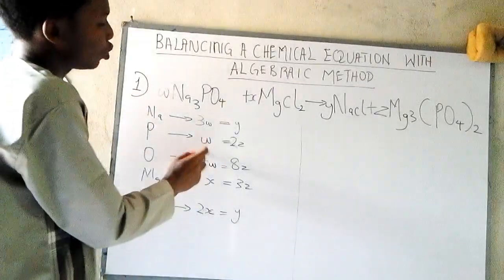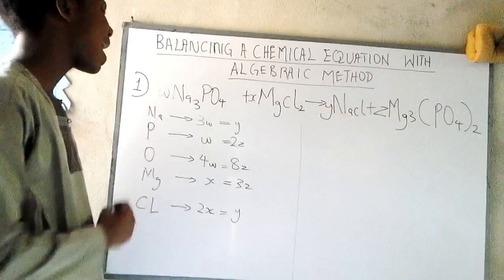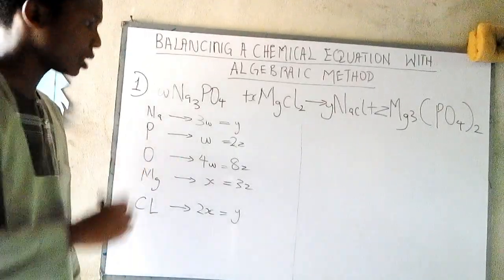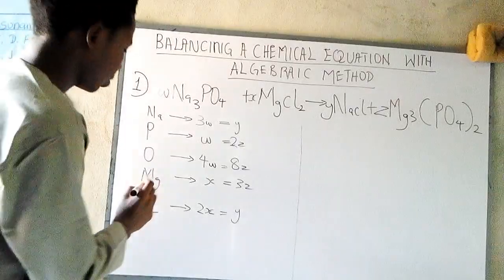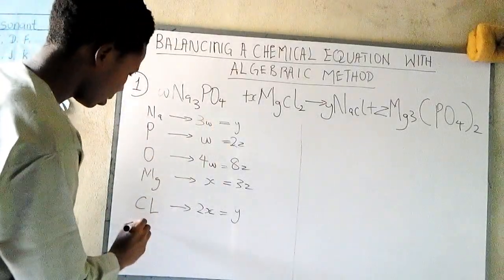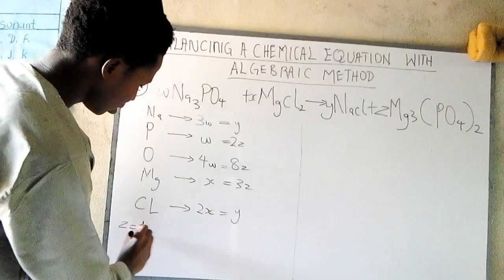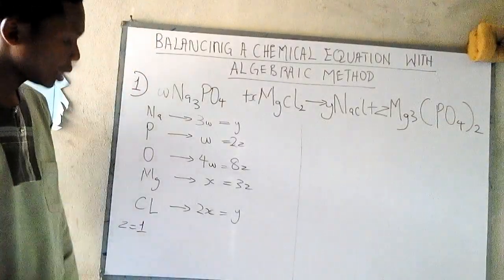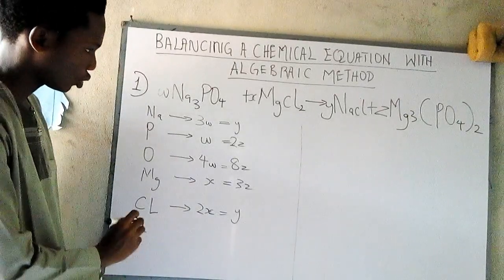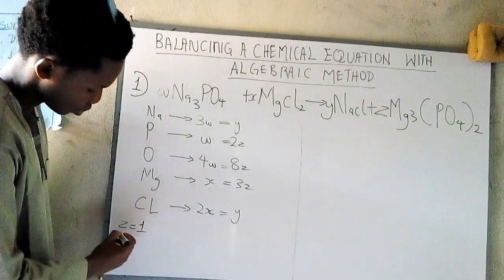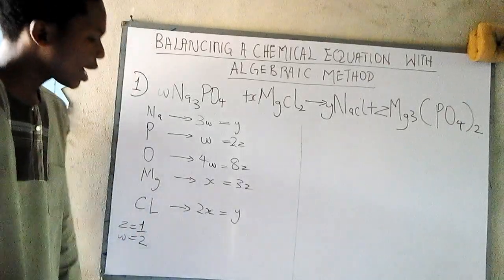So if we see W equals 2Z, what do we mean? If we assign Z to be 1, it means W is 2. Yes. So we say Z equal to 1, which means W will be equal to 2. W is now equal to 2.